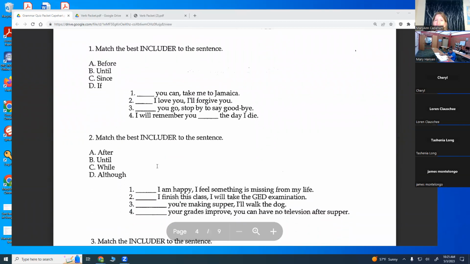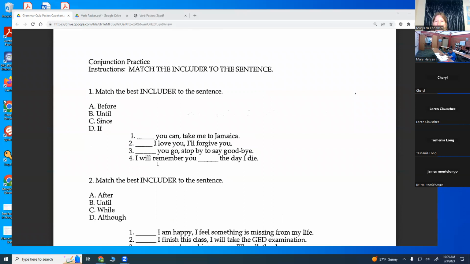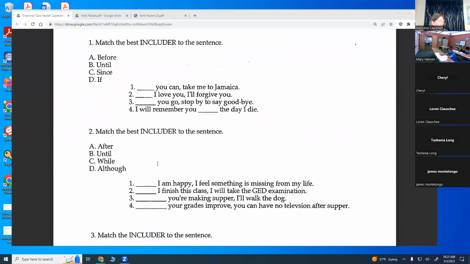Okay, now we have other kinds of joining words that tell us something about the main sentence. They add information, so we call them includers because they include information. So when you have a simple sentence like I am in class, and then you want to add information, you could say until it's time for me to go, or I'm in class only if I understand, otherwise I'm leaving. Things like that. So you're adding information to a main clause. So let's try to get these down. Blah, blah, you can take me to Jamaica.